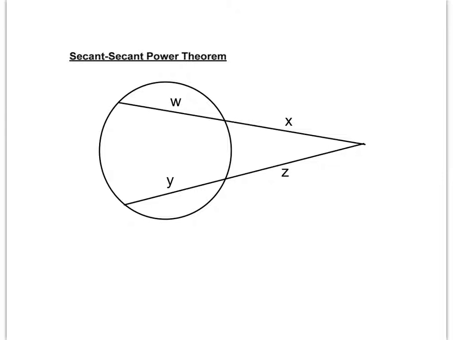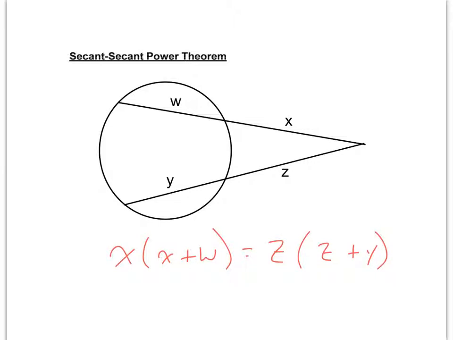All right, the secant power theorem. These pieces right here are both secants. They don't touch the circle at one point. They touch the circle at 2 points each. These are secants. Okay, the secant power theorem says the outside part times the total part is equal to the outside part times the total part. So if I were to write that out, and we'll do this in red, x times x plus w is equal to z, the outside part, times the total part, z plus y.